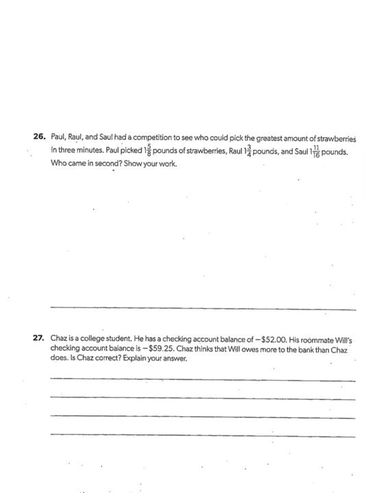Alright, Paul, Raul, and Saul all had a competition to see who could pick the greatest amount of strawberries in 3 minutes. Paul picked 1 5/8 pounds of strawberries. Raul, 1 3/4 pounds, and Saul 1 11/16 pounds. So who came in second place? Looking for second place, guys. So you still have to figure out all of them, though.